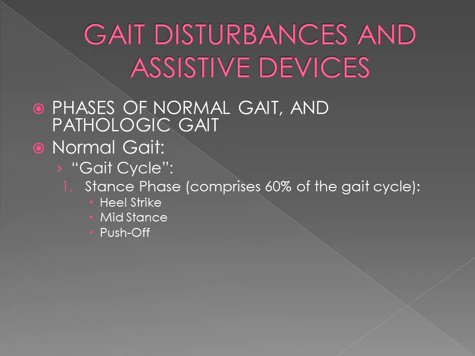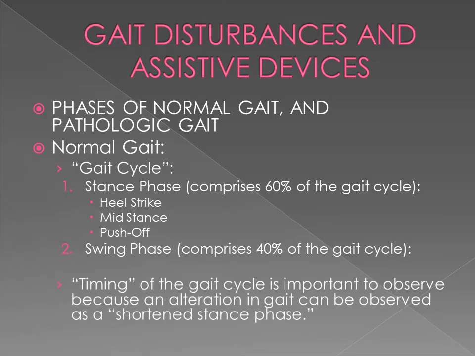Now, the stance phase can be further broken down into several sub-phases, including the heel strike phase, the mid-stance phase, and the push-off phase of gait. Because the stance phase occupies the majority of the gait cycle, we're going to take a look at each of these sub-phases in a little bit more detail. Then the swing phase, that comprises 40% of the gait cycle, and we'll get into some description of some normal and abnormal findings of the swing phase of gait as well.